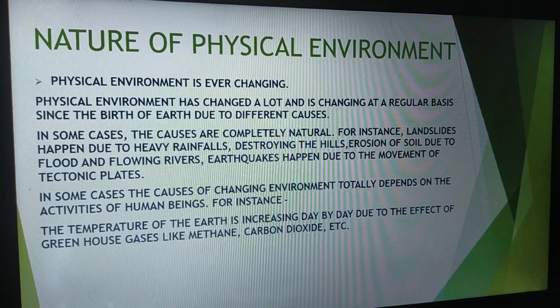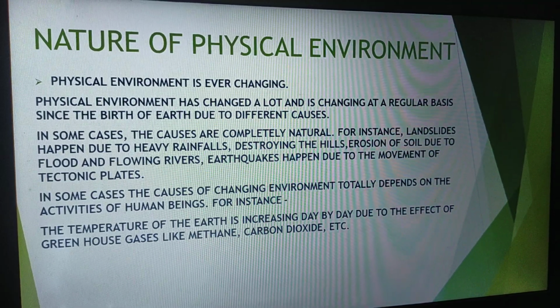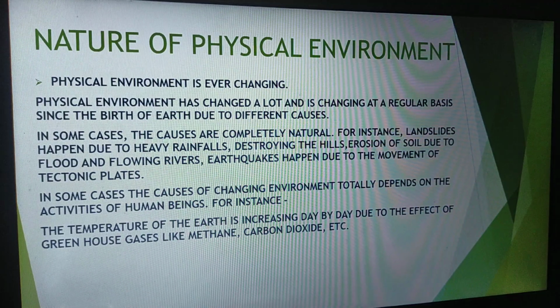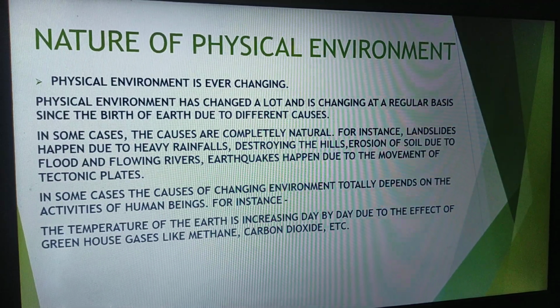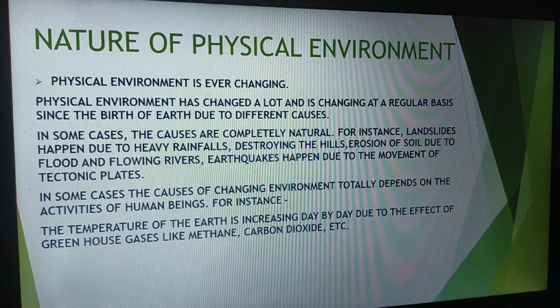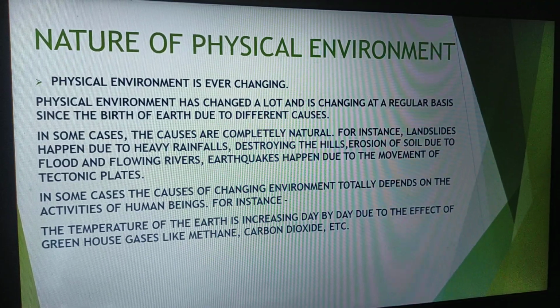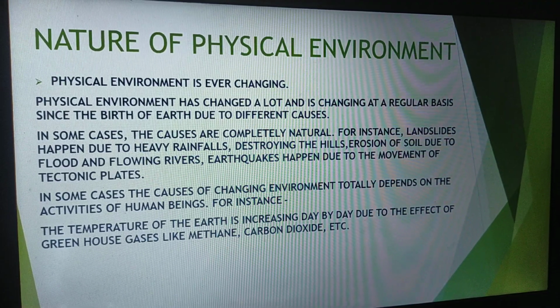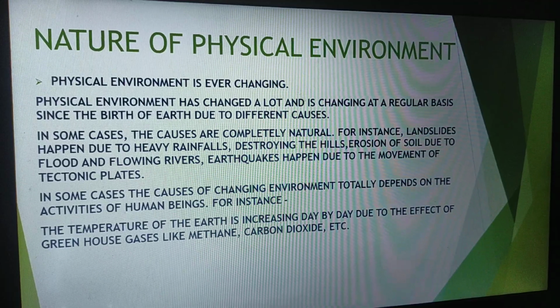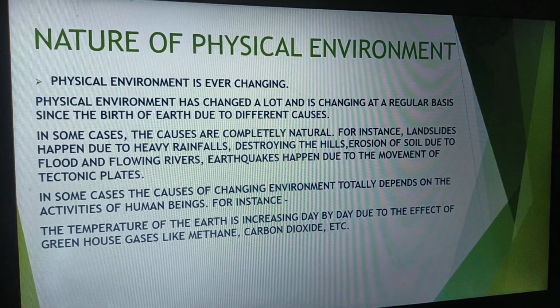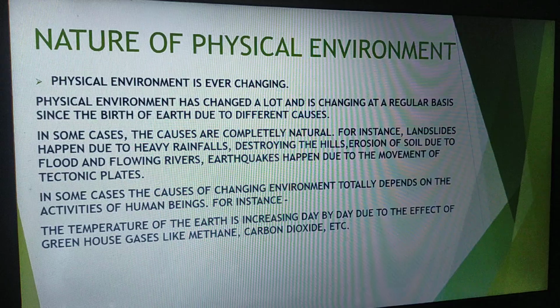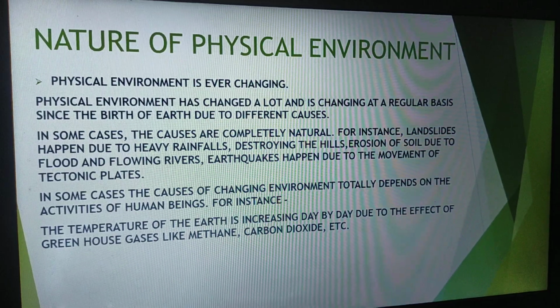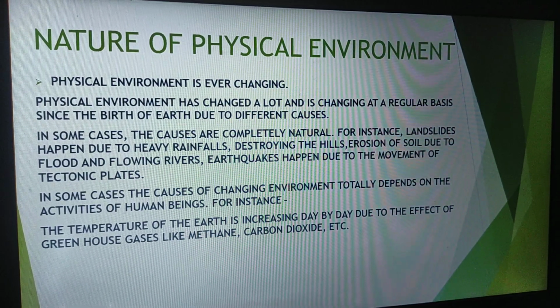So without further ado, we'll just proceed to the nature of physical environment. So what we can say is that the physical environment is always changing. It is not stagnant. It has changed a lot since the birth of the earth and is changing on a regular basis due to different causes.